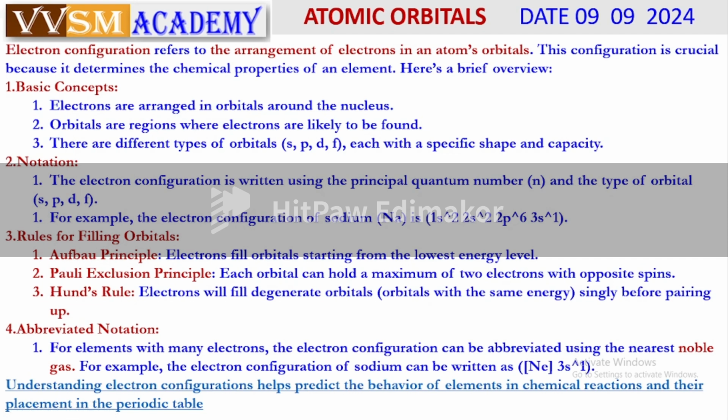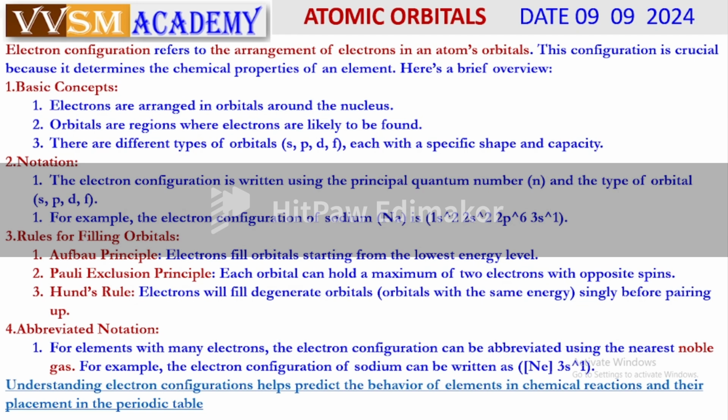Filling the orbitals, filling the electrons by orbitals. Aufbau principle: electrons fill orbitals starting from the lowest energy level to higher energy levels. Pauli's exclusion principle: each orbital can hold a maximum of 2 electrons with opposite spins. Hund's rule: electrons will fill degenerate orbitals with the same energy singly before pairing up.